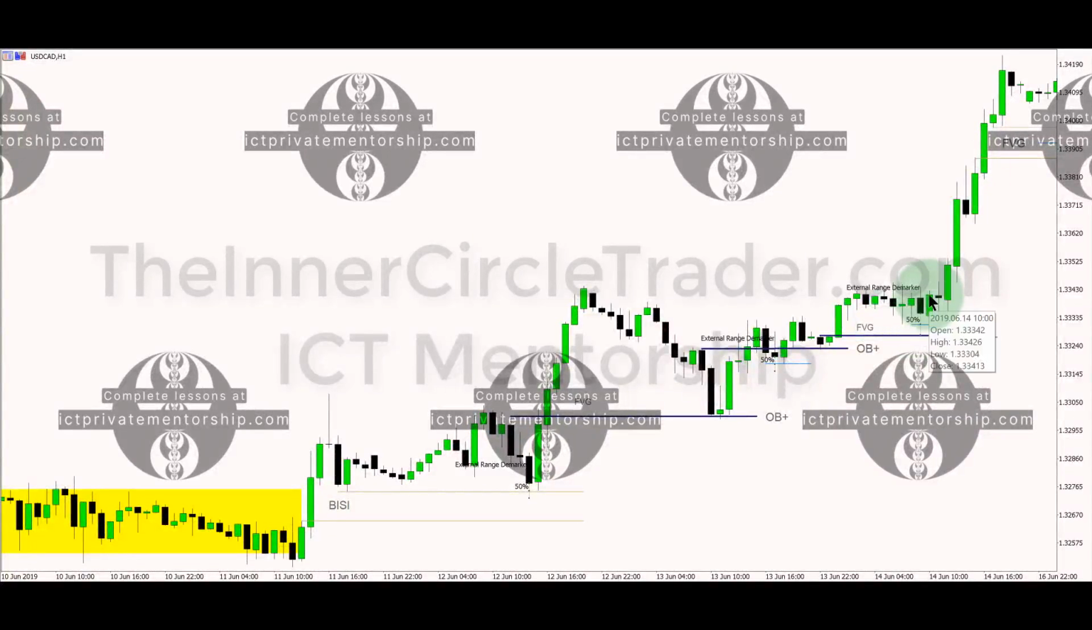This candle, 33.30. So it's less than one pip. Or it's one pip really, essentially. So it's off by one pip there. Very, very, very tight. And again, this is a retail demo account.